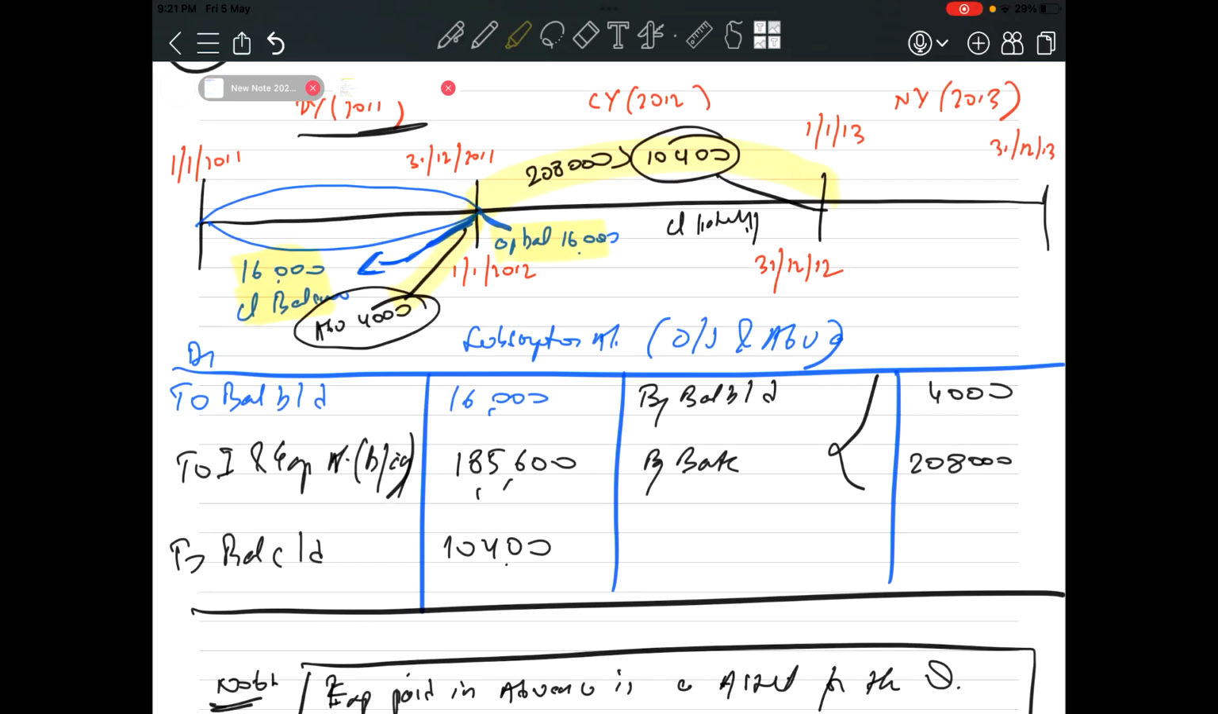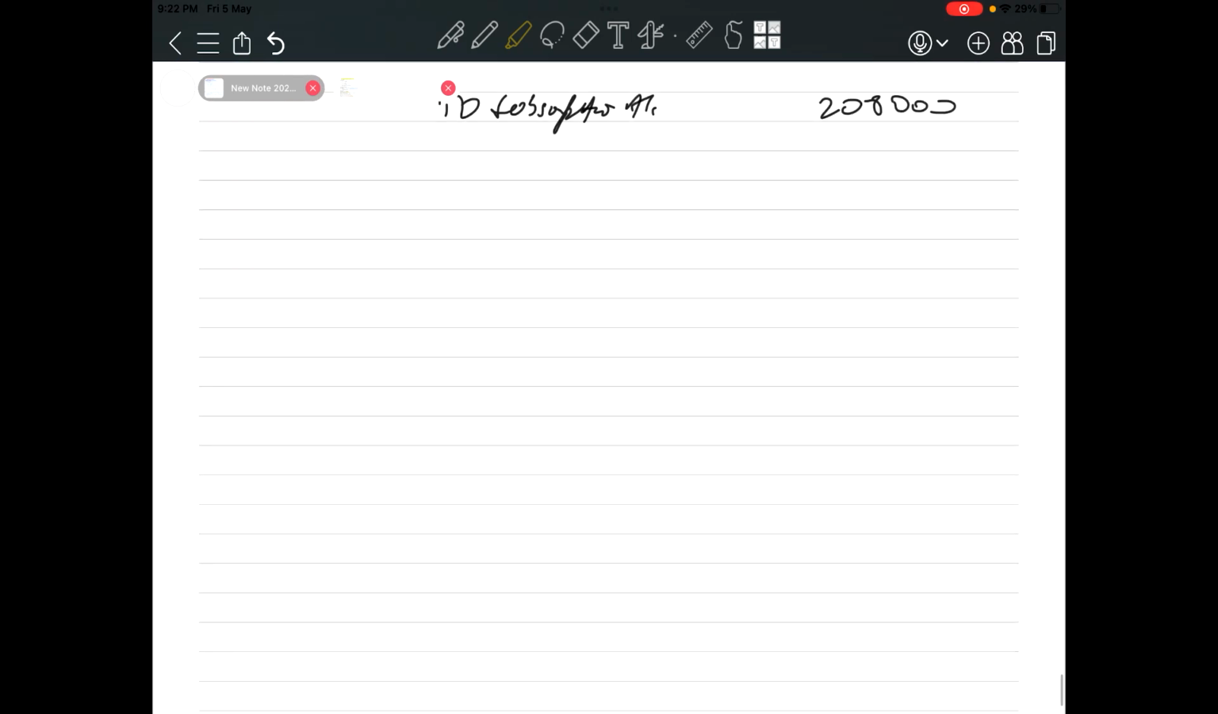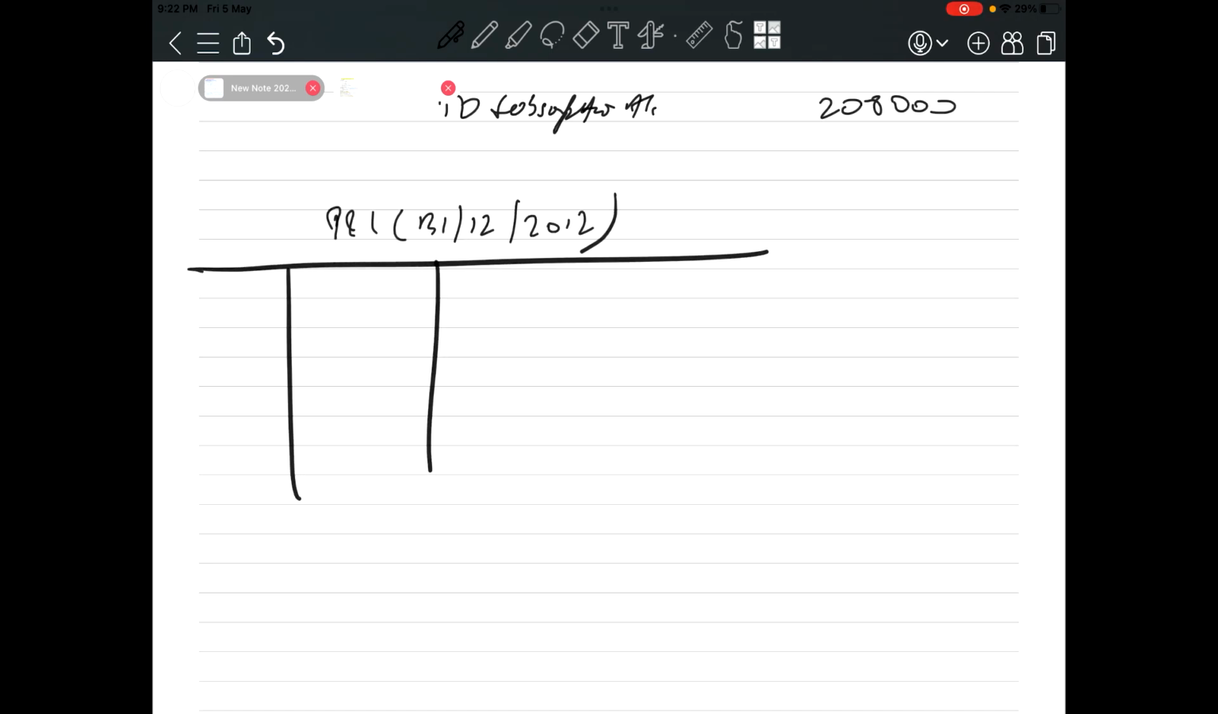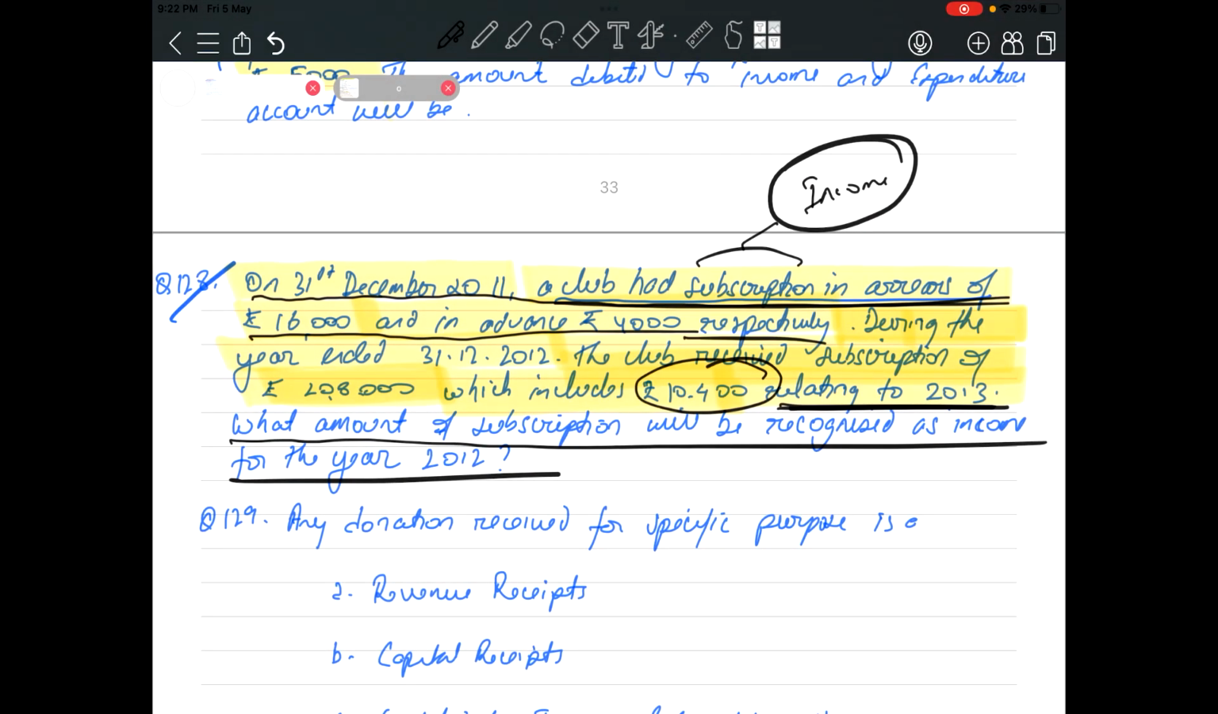Students may have a doubt that we have taken all this amount as bank. During the current year, whatever amount you receive, don't be confused. When you prepare your P&L account for, say, 31/12/2012, only items relating to this period will be debited to the P&L account. But in the bank account, all items, irrespective of whether they are for the current year or next year, will go to the bank account. So don't be confused.